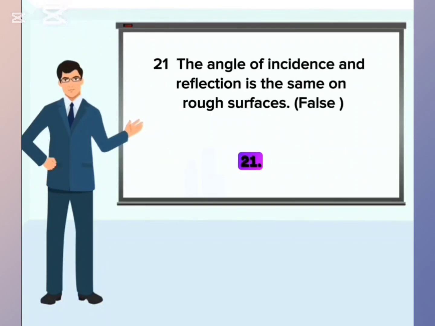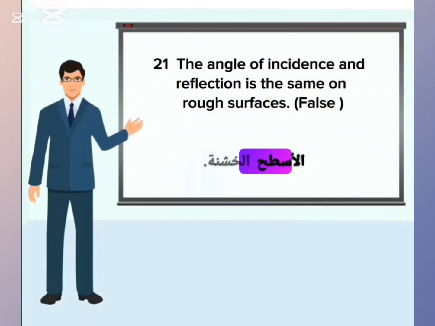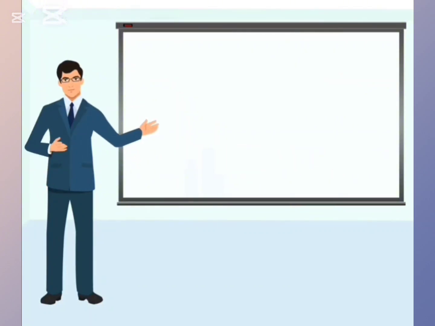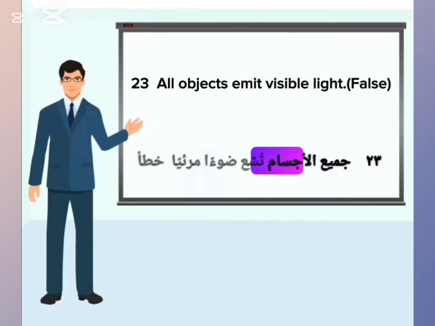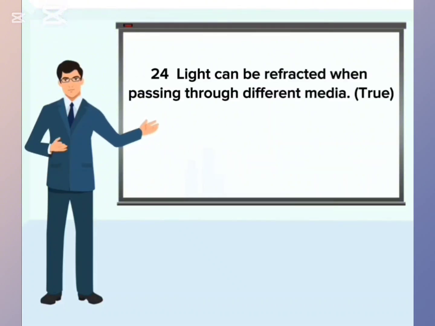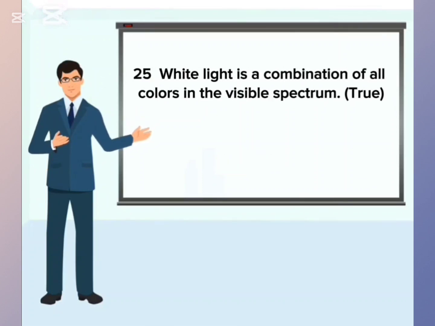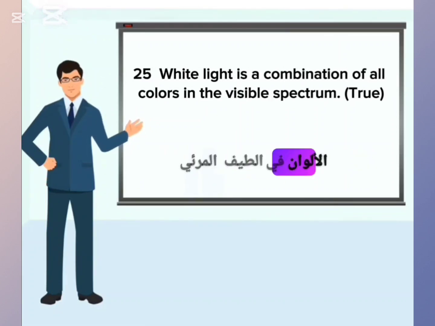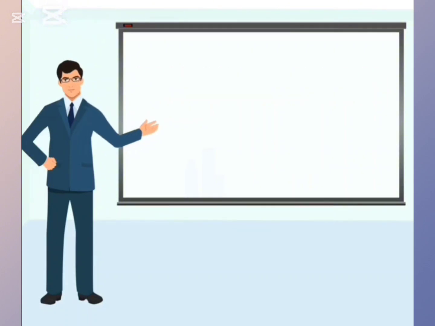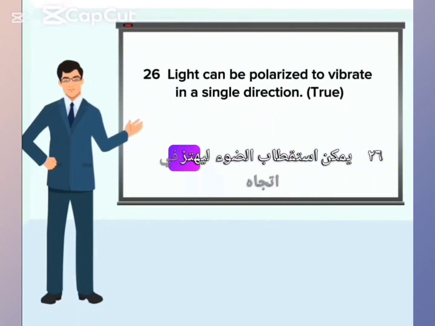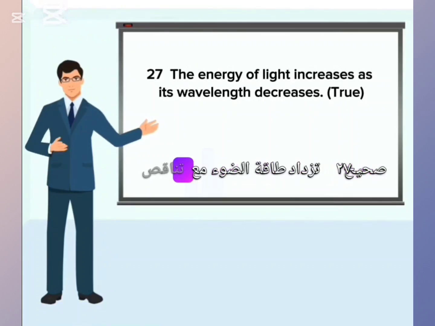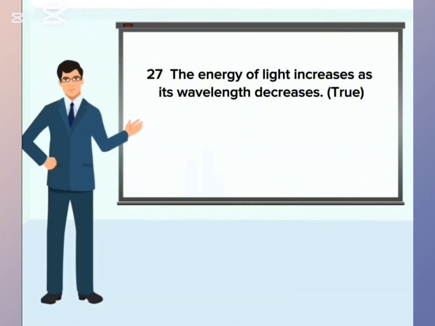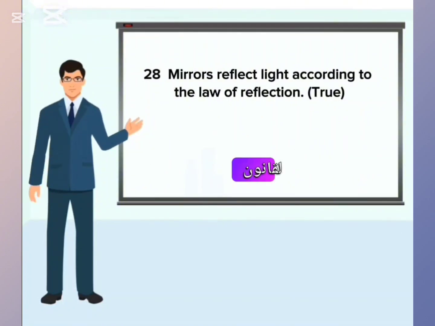False. 21. The angle of incidence and reflection is the same on rough surfaces. False. 22. Light slows down in a vacuum compared to air. False. 23. All objects emit visible light. False. 24. Light can be refracted when passing through different media. True. 25. White light is a combination of all colors in the visible spectrum. True. 26. Light can be polarized to vibrate in a single direction. True. 27. The energy of light increases as its wavelength decreases. True. 28. Mirrors reflect light according to the law of reflection. True.